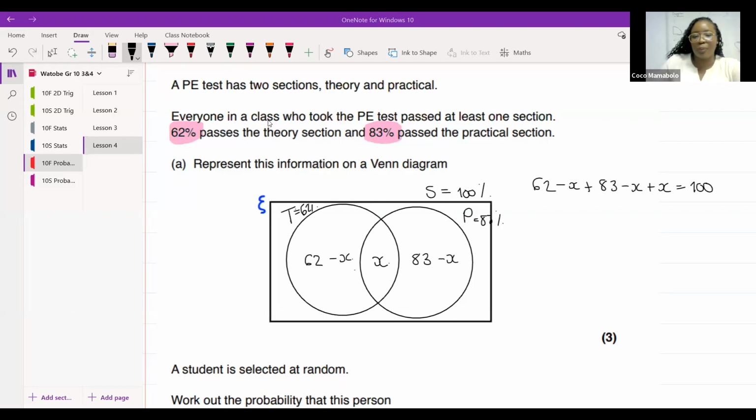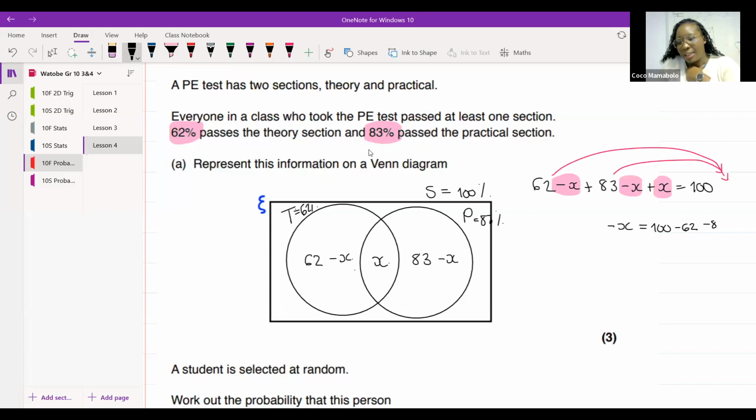We take all the units to the back. Correct. We're going to take all the numbers over to the other side. We're going to transpose, right? And then I'm going to add like terms. I've got a negative X minus X plus X. What is that going to give me? Negative X. Correct.